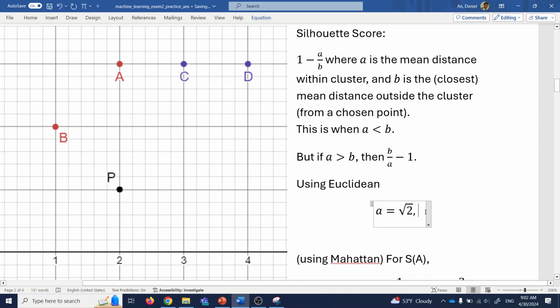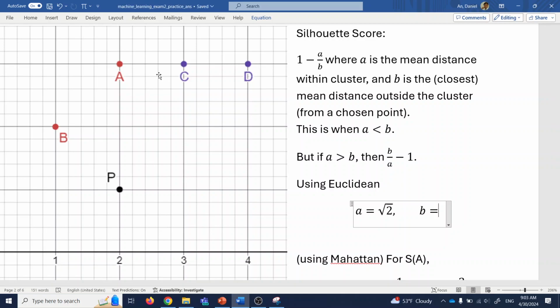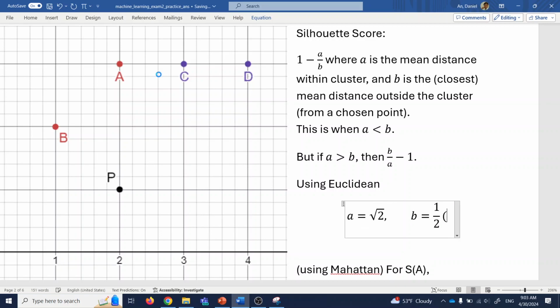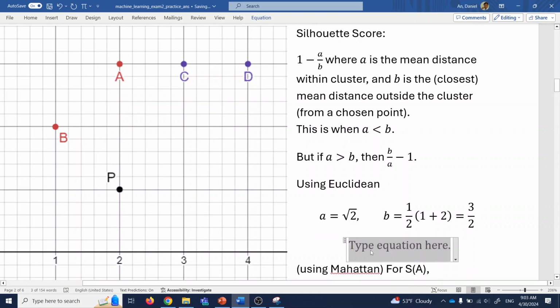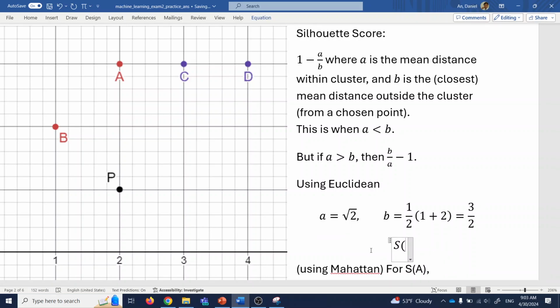Okay, so you have Euclidean, and then B is equal to, well, Euclidean distance, when it's on the same x or y coordinates, then Manhattan distance and Euclidean distance are not different. So B would still be 1/2 of 1 plus 2, which gives you 3 over 2. Now this time, which formula do we use? SA is? Yeah, this time A is smaller, right? Square root of 2 is 1.4 something, right? So SA would be 1 minus square root of 2 divided by 3 over 2, which is 1.5.